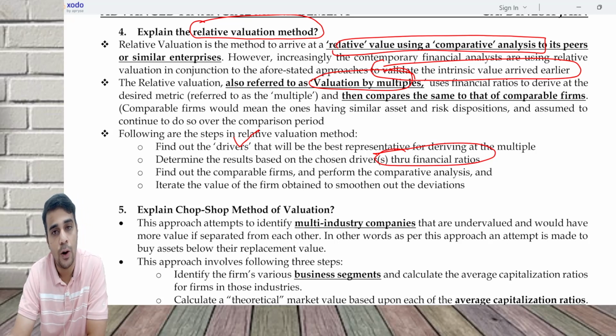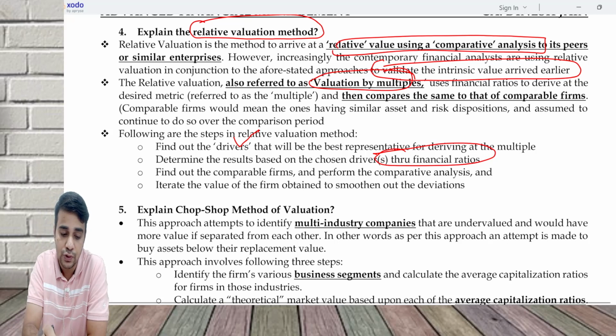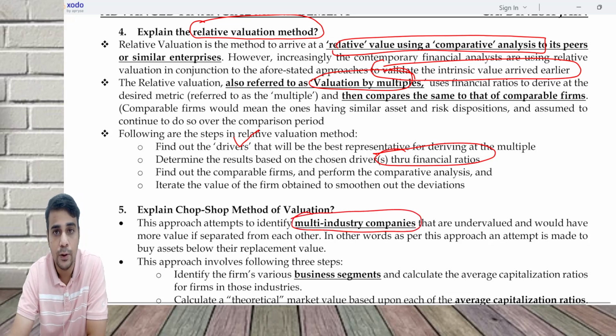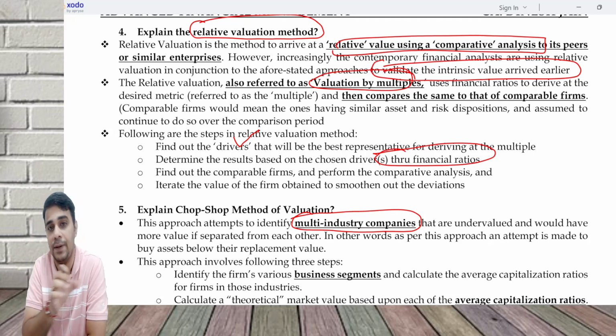Explain chop shop method of valuation. We have seen this in problem solving also. Chop shop method of valuation is basically used when you have multiple segments or when you belong to multiple industries. So if you are a multi-industry company, you can break down your values into multiple segments and do valuation of each segment separately.